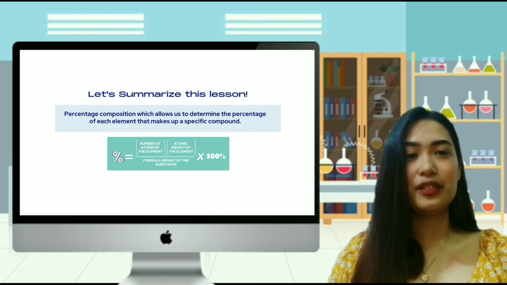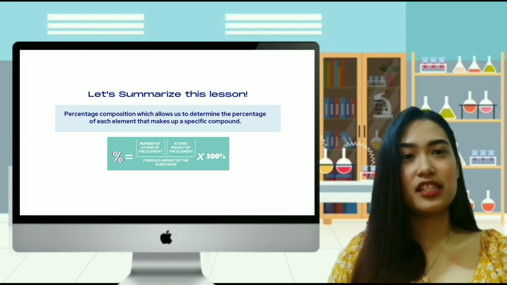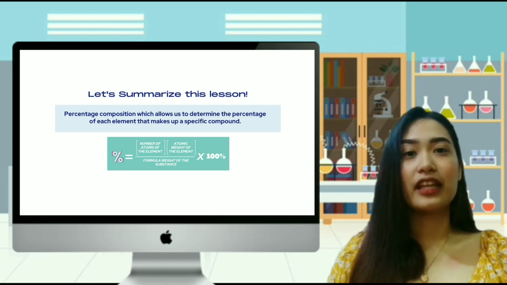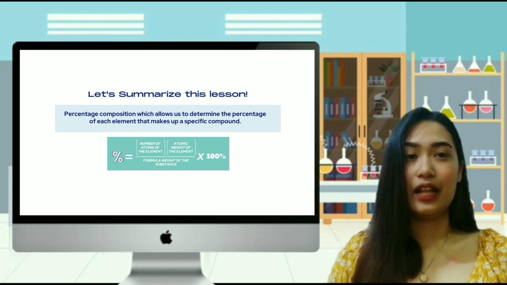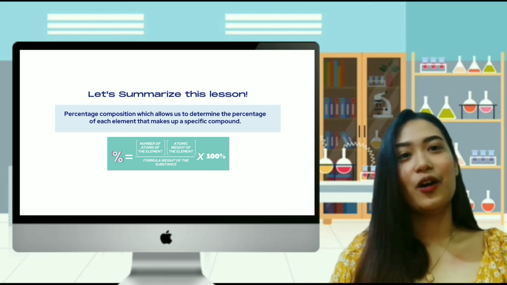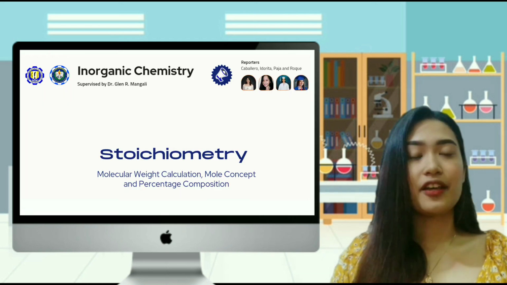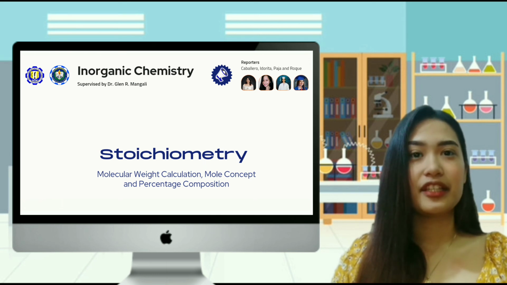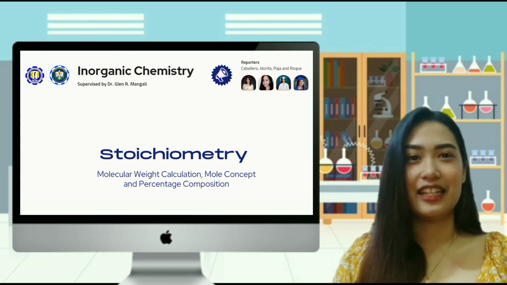Last is the percentage composition, which allows us to determine the percentage of each element that makes up a specific compound. To get the percentage composition of an element, multiply the number of atoms of the element by the atomic weight of the element, then divide it by the formula weight of the substance. After getting the quotient, multiply it by 100. Stoichiometry, molecular weight calculation, mole concept, and percentage composition are indispensable concepts for fully understanding any chemical process. Hope you all understand the lesson for today.